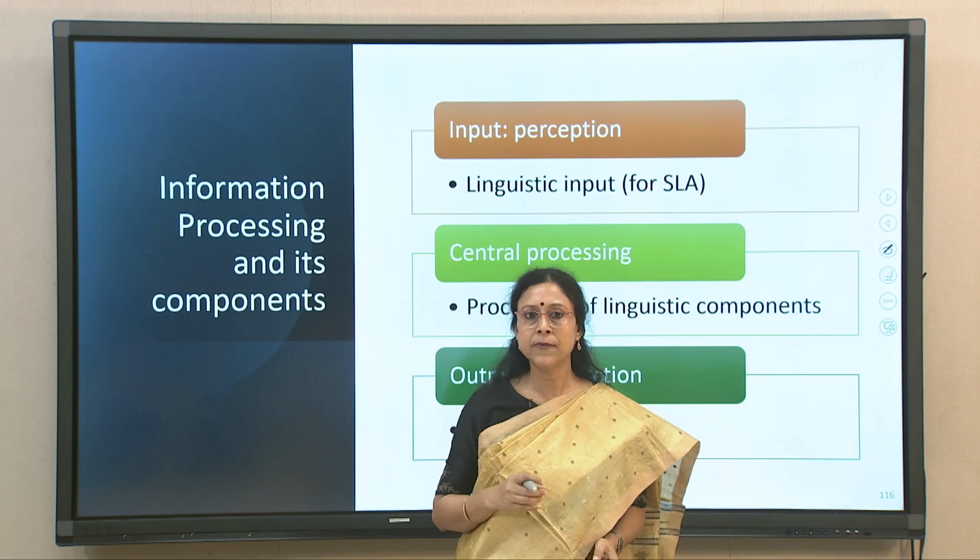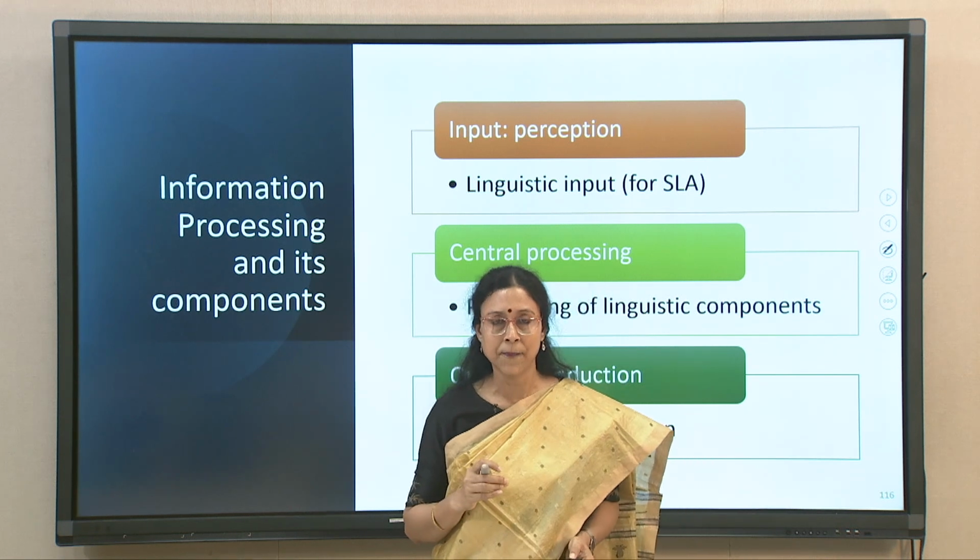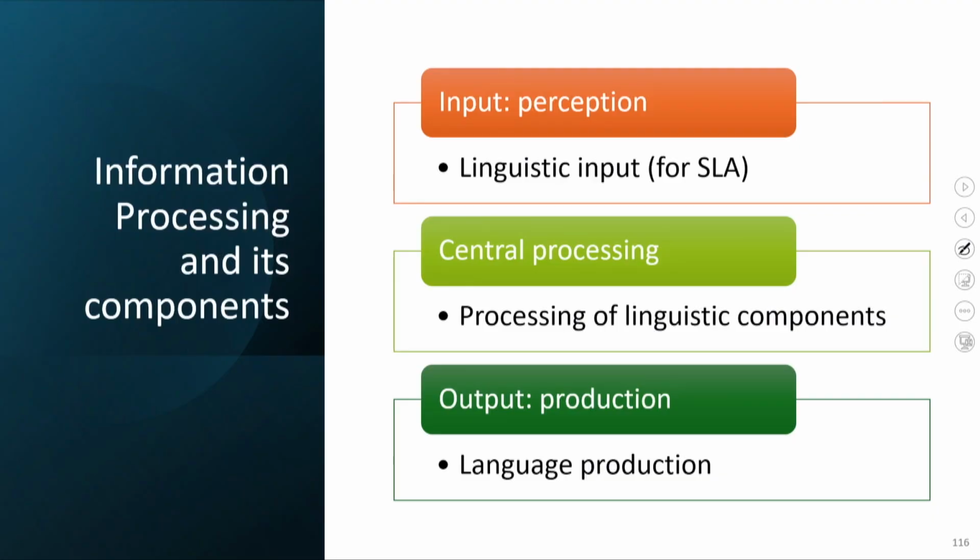So, let us start with information processing as a theory. Information processing theory primarily depends on these 3 components: input, central processing and output. So, what do we mean by input? In psychological terms, input basically refers to perception, any kind of perception. Whether it is visual, auditory or tactile perception, depending on how your sensory organs are taking the input from the environment, that is the domain of perception.